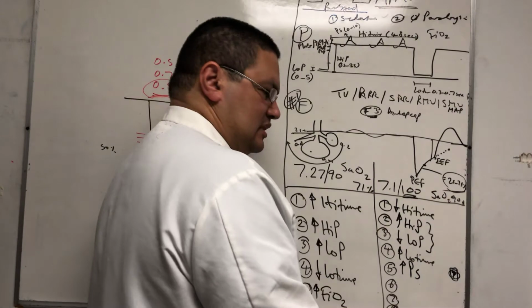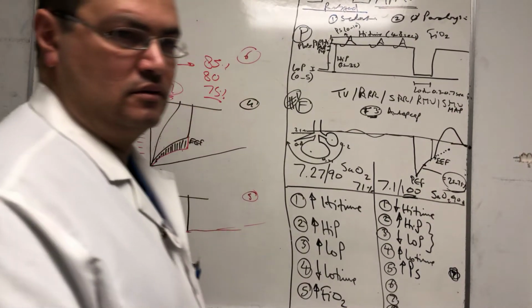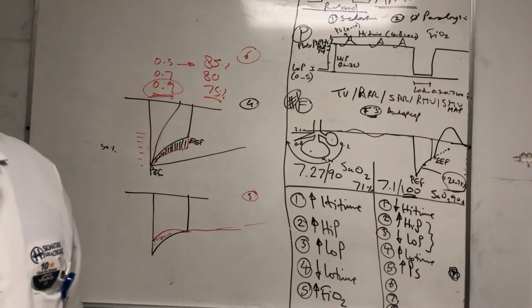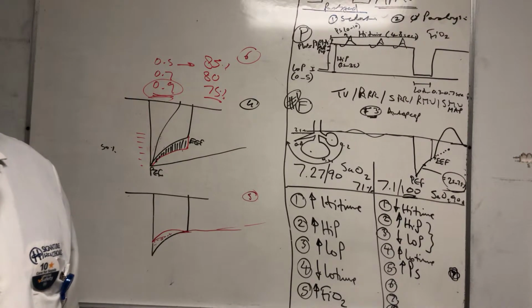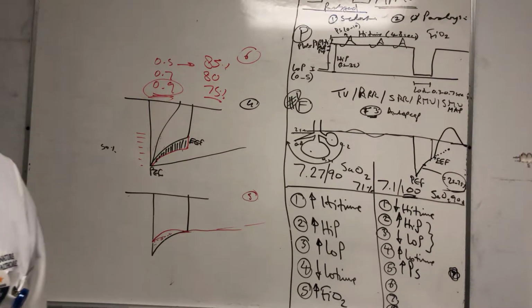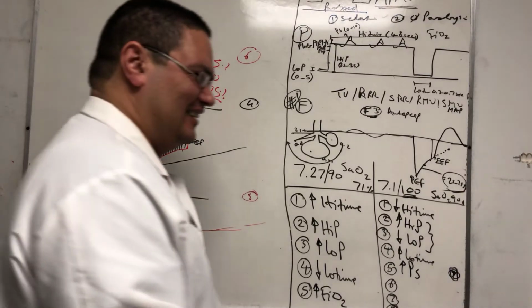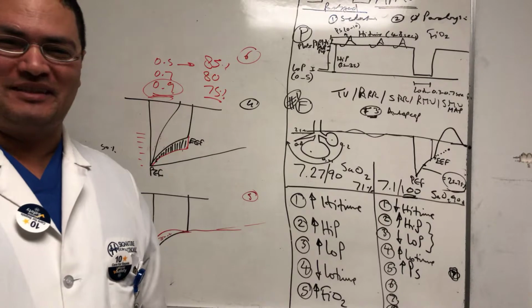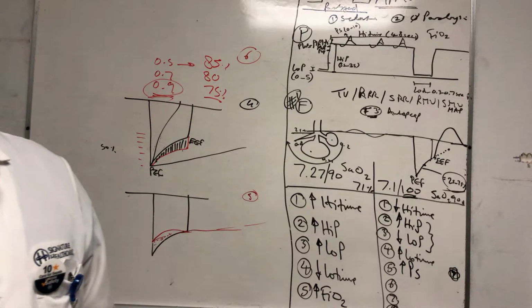All right, what else? Number 6. Oh my God! I mean, we ran out of parameters. Yes, you're right. So let's think outside the vent now. What are we going to do?